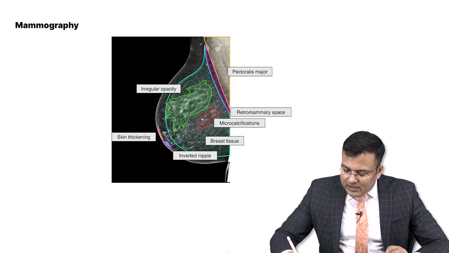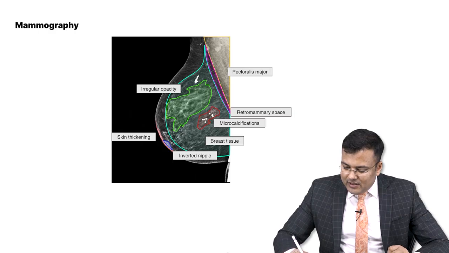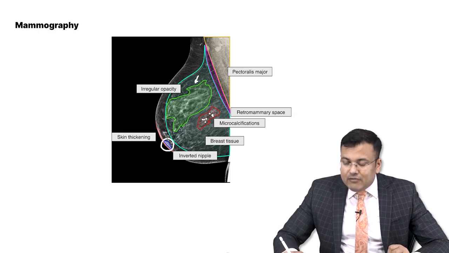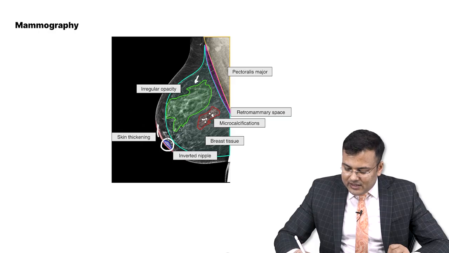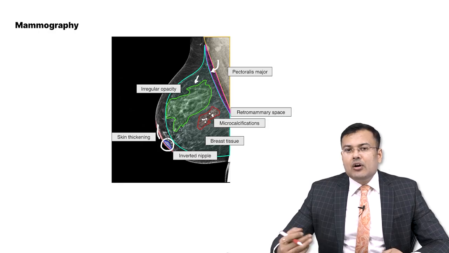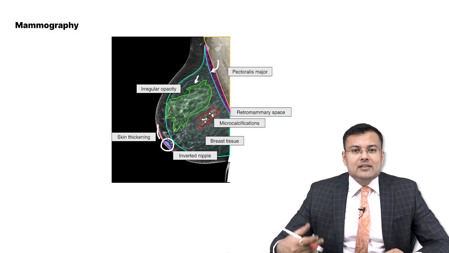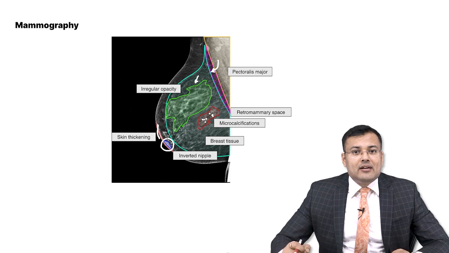Here you can notice these are the microcalcifications. There is irregular opacity. Here the nipple is inverted or retracted. There is skin thickening. And if there is obliteration of retromammary space, all these findings are suggestive of carcinoma. Clear? Now see the findings in benign disorder.